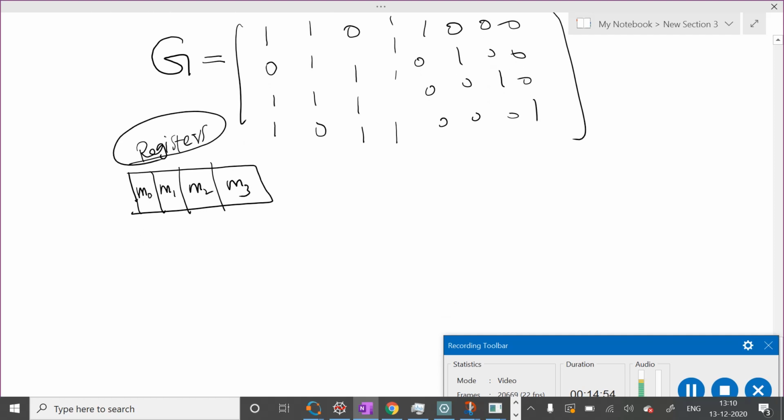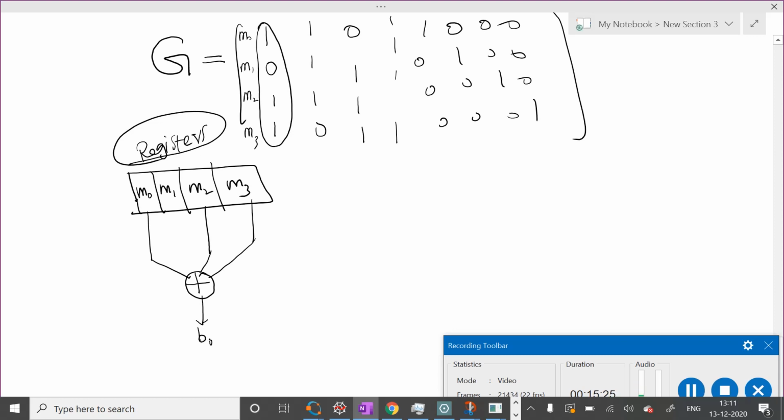Now I want to generate parity bits. So in this particular case, you look at this, it is 1011. This corresponds to M0, M1, M2, M3. To generate the first parity bit, I have to take M0, M2 and M3, right, and XOR it. So XOR gate, again hardware realization. This is your B0. Nice.